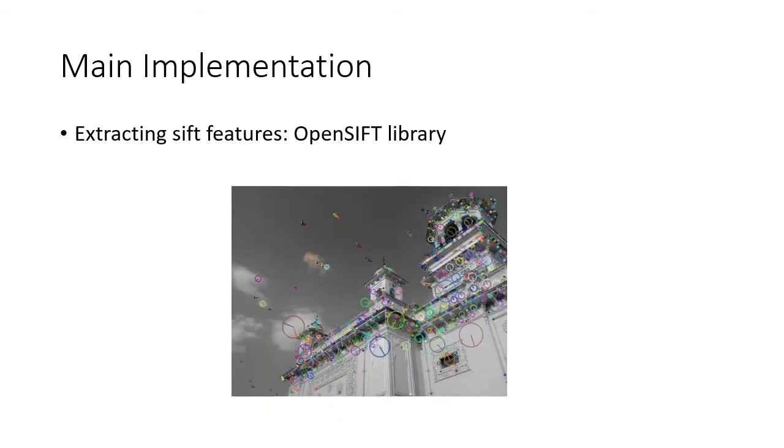So the idea behind SIFT feature extraction is that there's a bunch of descriptive points which can be extracted to provide a feature description. So in this implementation, I have used the open source library OpenSIFT, and it's widely recognized as a good SIFT library, and I have used this to extract the SIFT features to build the vocabulary tree.